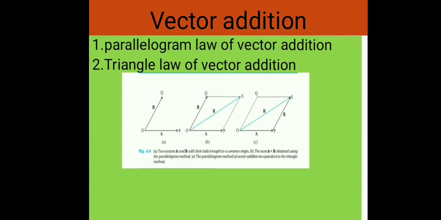In both the methods, whether we talk about the parallelogram law of vector addition or the triangle law of vector addition, the resultant will be the same. The method is different, but the answer will be the same. The resultant will be R vector, that is equal to A vector plus B vector.